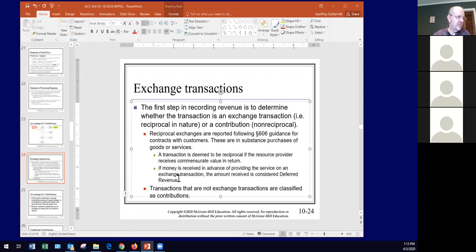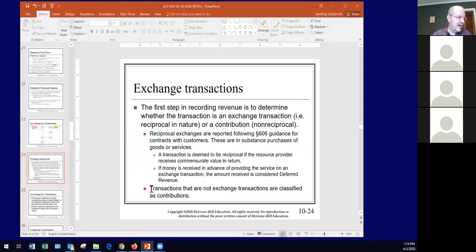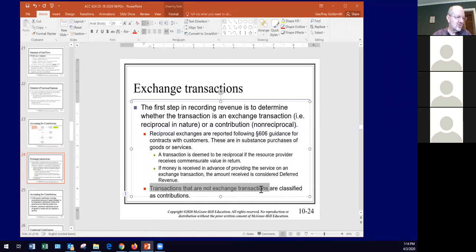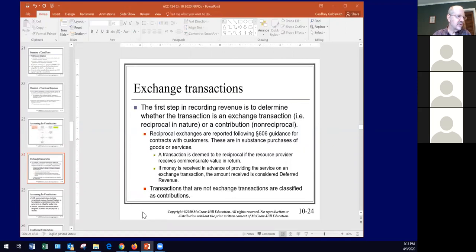be deferred revenue. So at Belhaven, deferred revenue would be like somebody paying tuition in advance. And so it would be unearned revenue for Belhaven, which is called deferred revenue, and then it would be transferred into actual revenue when the semester is in progress. But if it's not an exchange transaction, then it's a contribution.